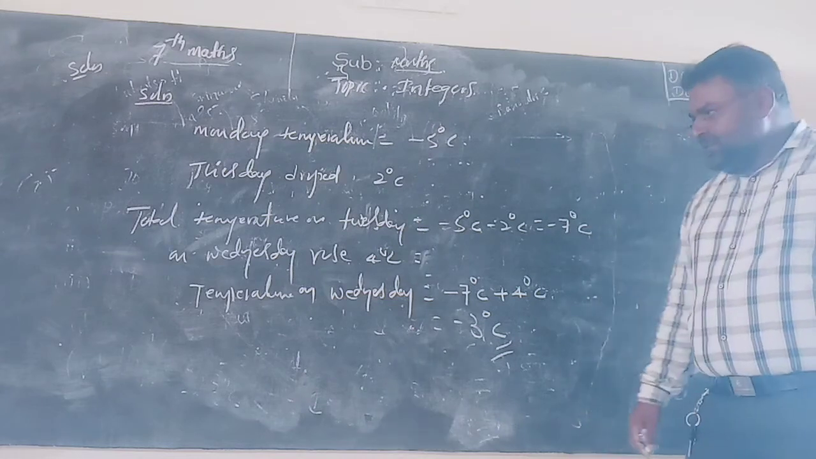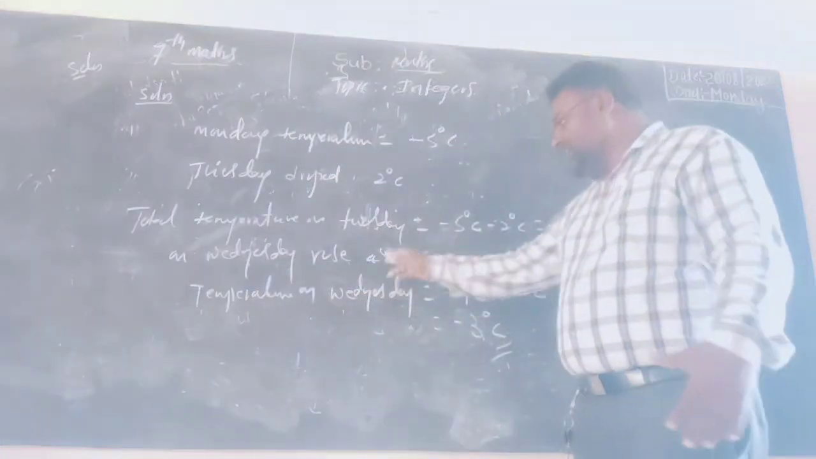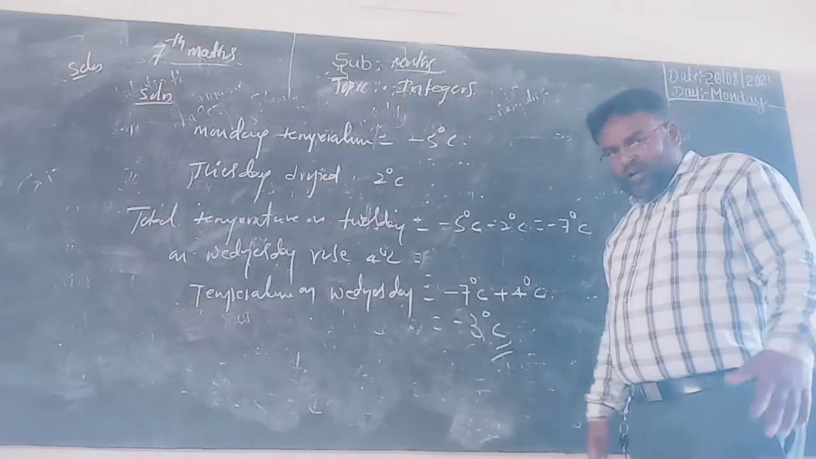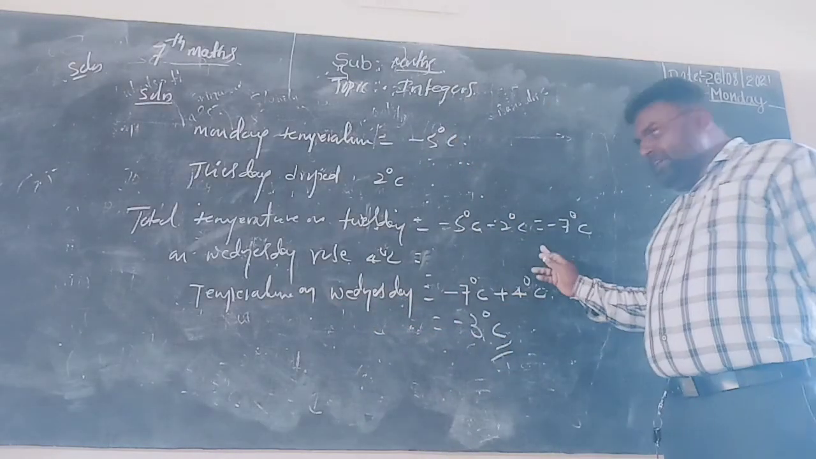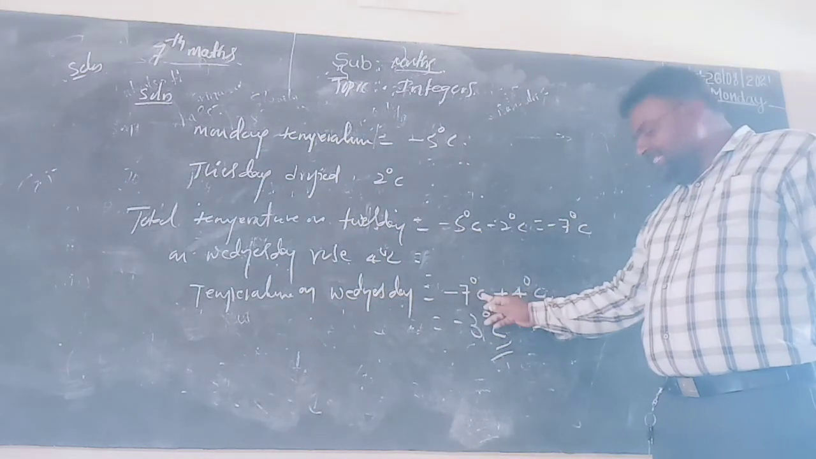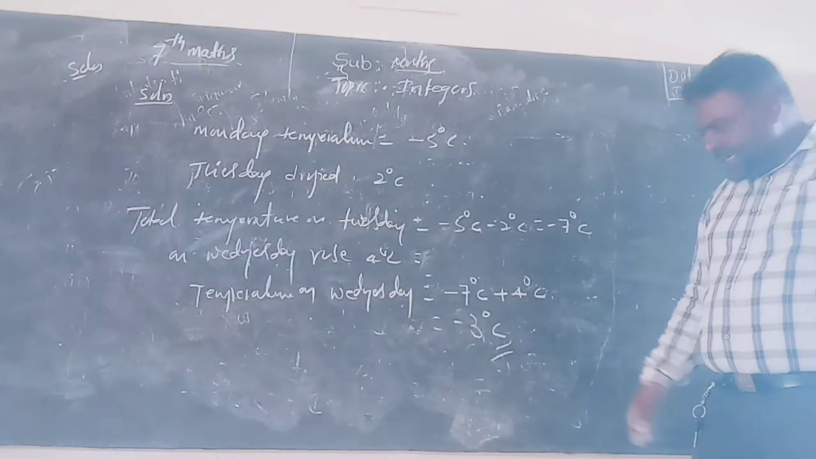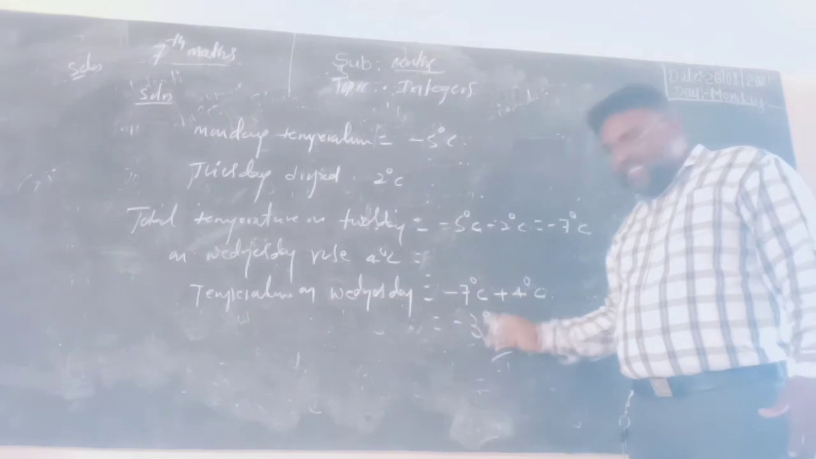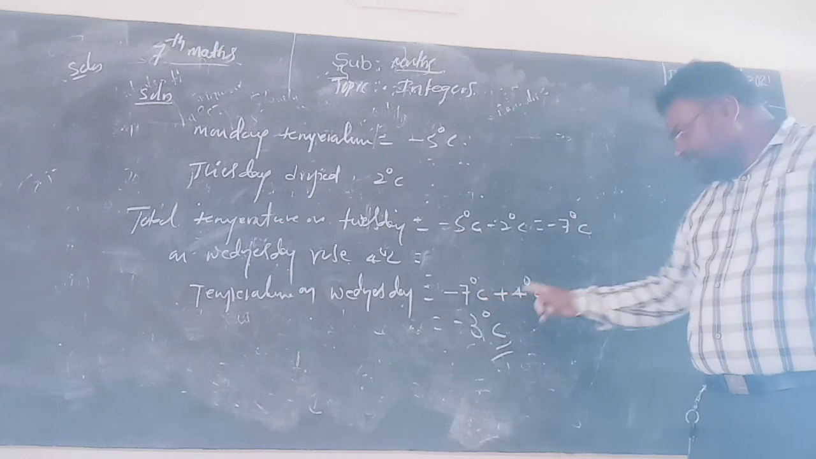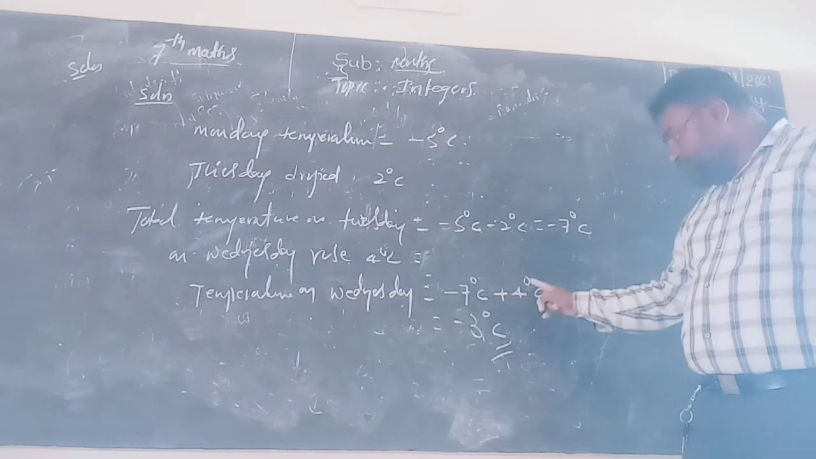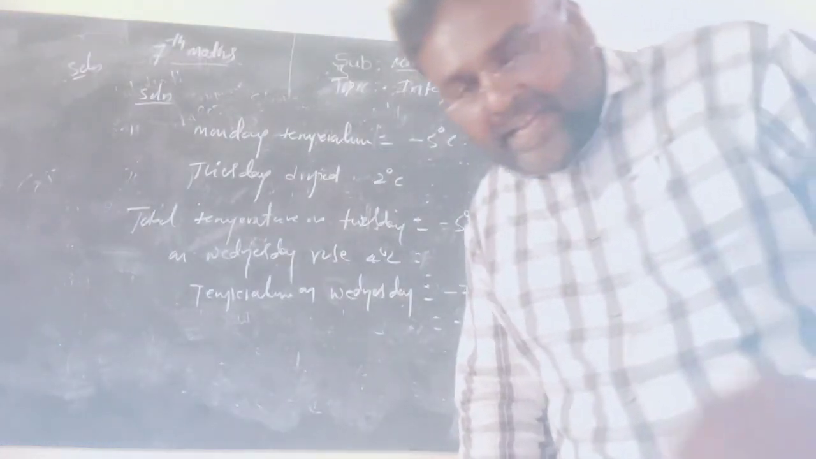On Wednesday it rose 4 degree centigrade. Rose means rise 4 degree centigrade. So how much is the temperature on Wednesday? Temperature on Wednesday is equal to the previous temperature, minus 7 degree centigrade, plus 4 degree centigrade for the rise. Minus 7 degree centigrade plus 4 degree centigrade is equal to minus 3 degree centigrade.